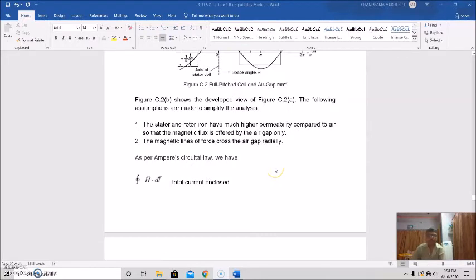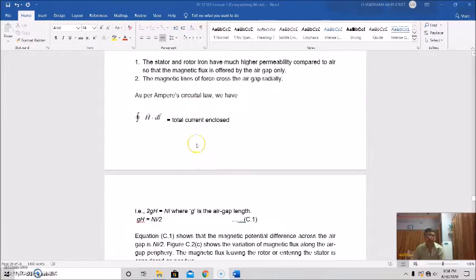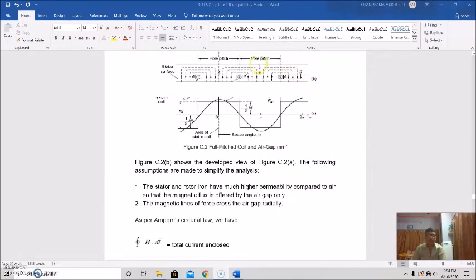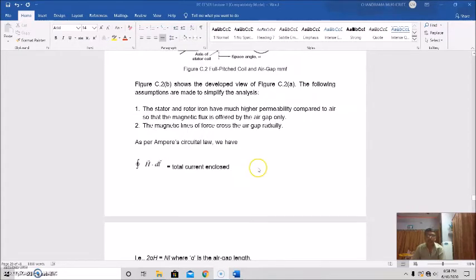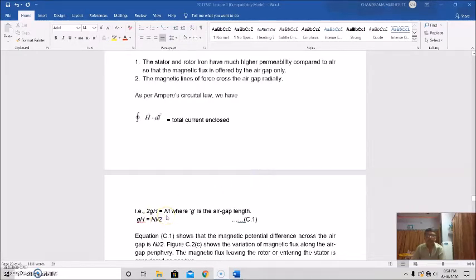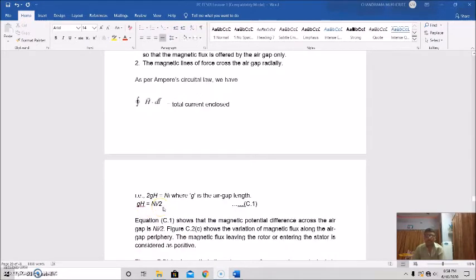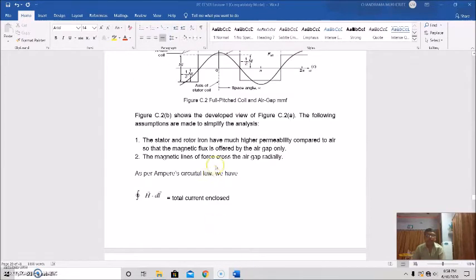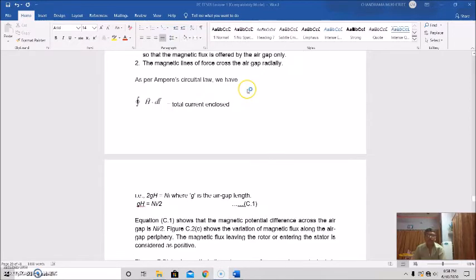Now if you apply Ampere's circuital law, the closed path integral of H dot dl equals the total current enclosed. So this is the path, and what is the total current? This is the air gap, g. The path is g and g, so it is 2g. So 2gH will be equal to N, the number of turns, times I, the current, so Ni. So H g is equal to half Ni. So from this equation, the magnetic potential difference across the air gap is half Ni.